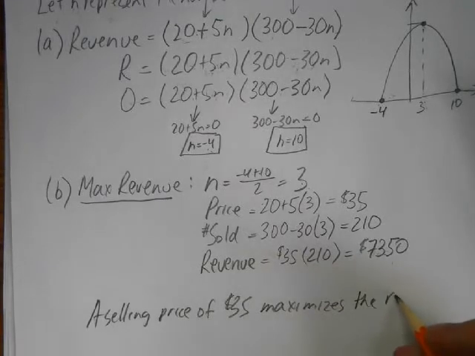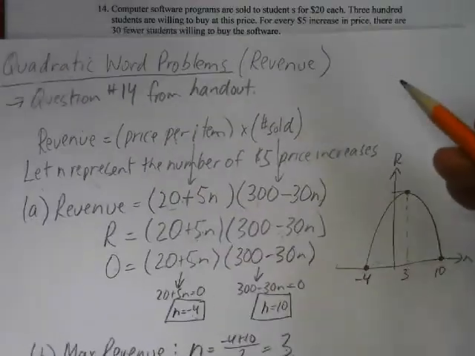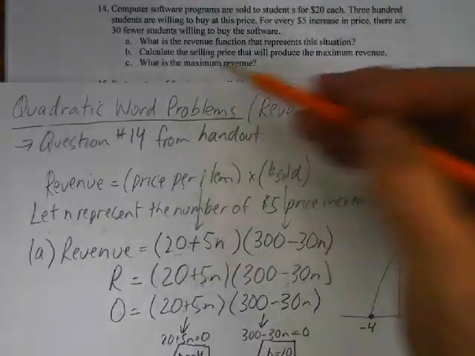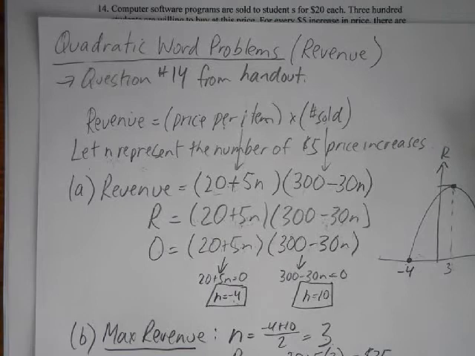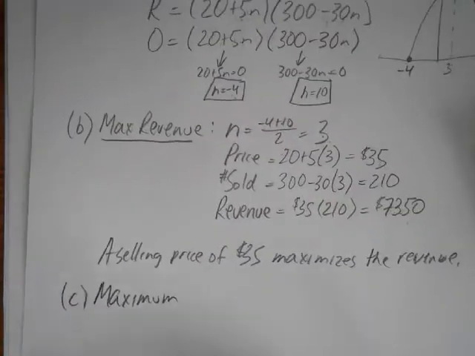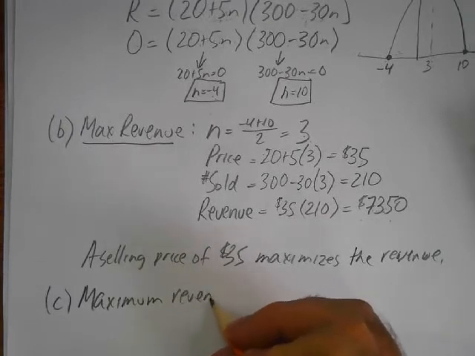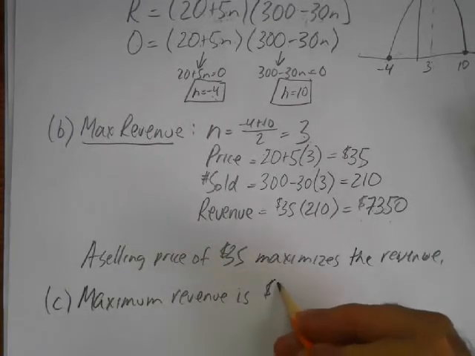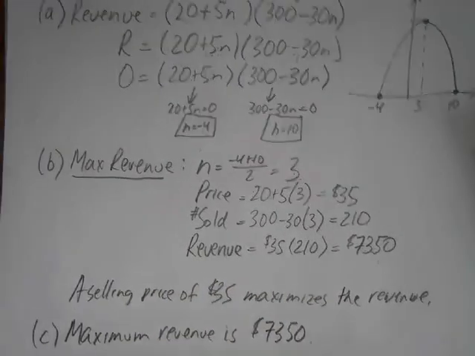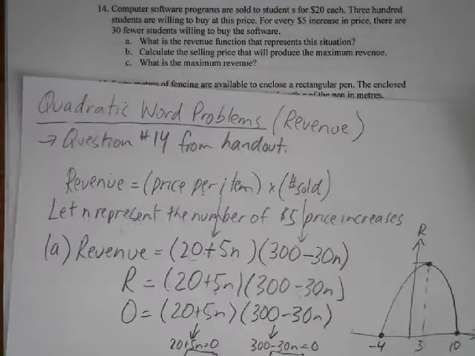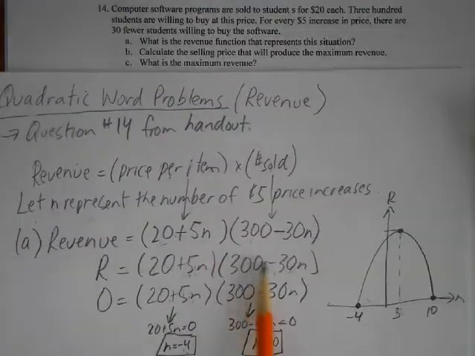So that's part B. And then part C, if we go back and look, says, what is the maximum revenue? Well, we just calculated that. So just to put it into words, maximum revenue is $7,350.